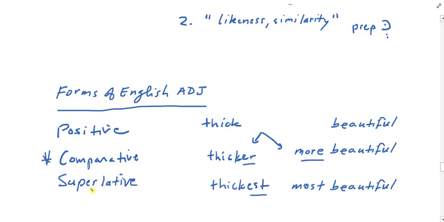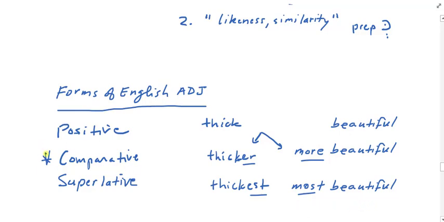The superlative idea is where someone has a characteristic or quality to the highest degree or the most out of a particular set. In this case, I'm going to add the est ending, thickest, or I add most before the adjective, as in most beautiful. John is the thickest boy of all. Bonnie is the most beautiful woman in the room.